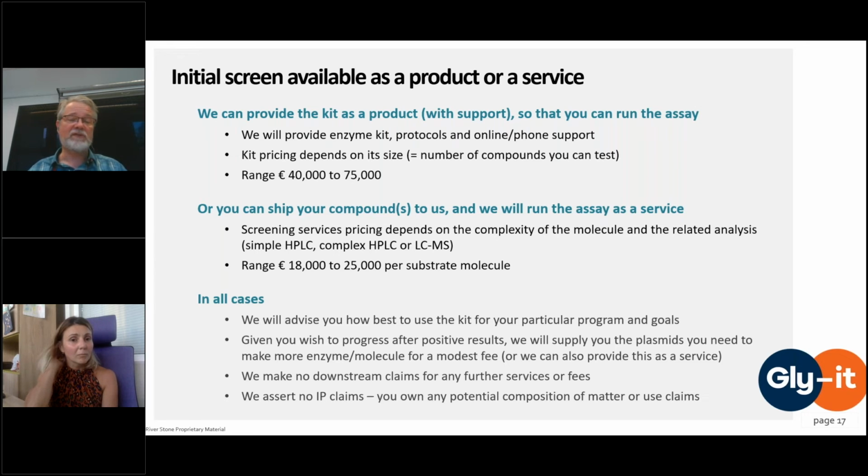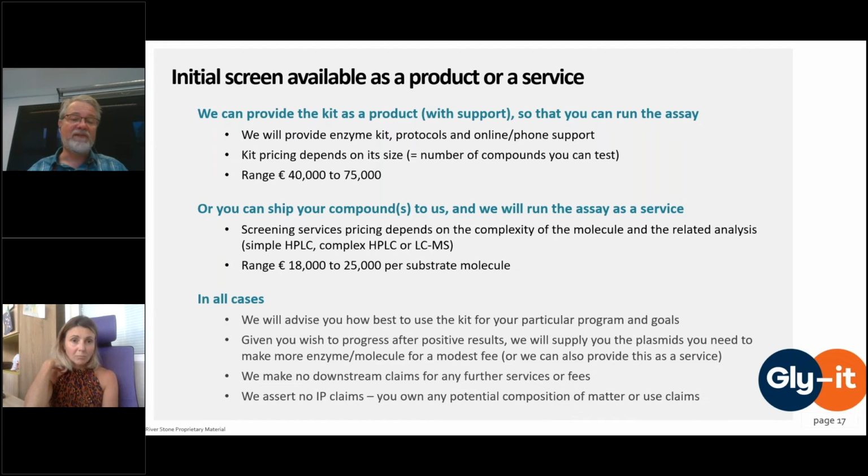We also do service options, so you can ship the compound to us and we can run the assay as a service. The screening service pricing depends on the complexity of the molecule, and by that I basically mean solubility and toxicity, but also the related analysis. So is it simple HPLC, is it complex HPLC or LCMS? So the range for doing such a service is 18,000 to 25,000 euro per substrate molecule.